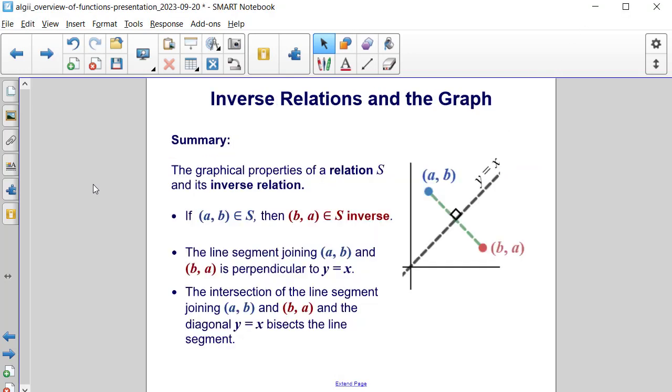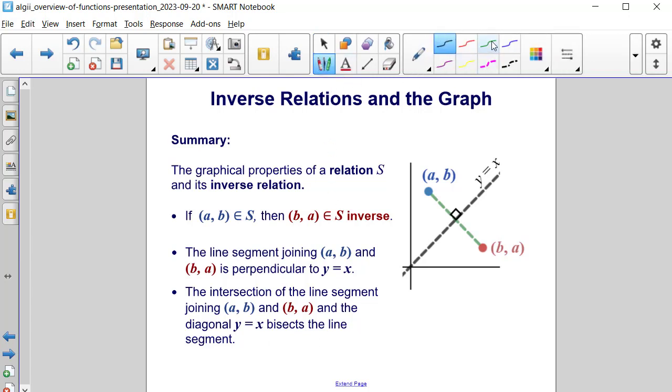In summary, the graphical properties of a relation S and its inverse relation are given below. The first one is that if a comma b is contained in S, then the point b comma a is contained in S inverse. You switch your x and y coordinates around. The line segment joining AB and BA is perpendicular to the line y equals x. And the intersection of the line segment joining AB and BA and the diagonal y equals x bisects the line segment.